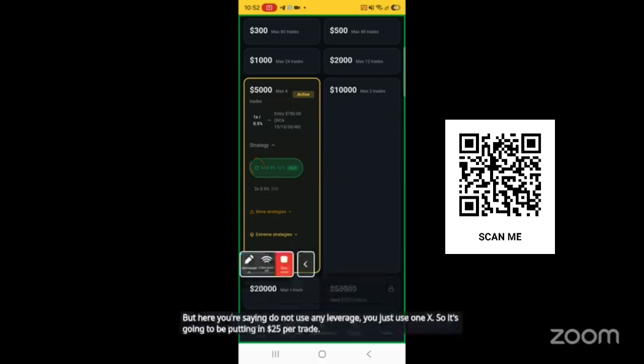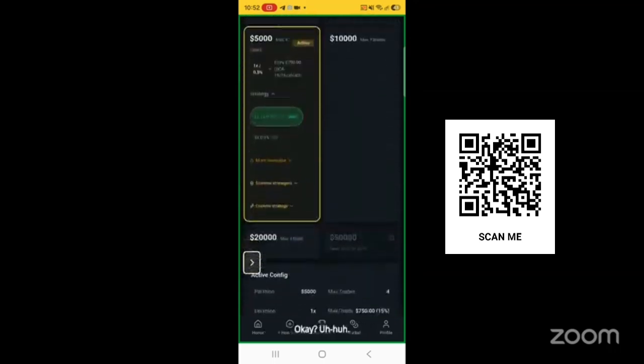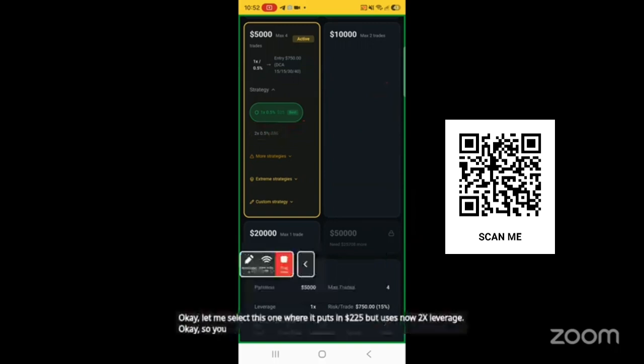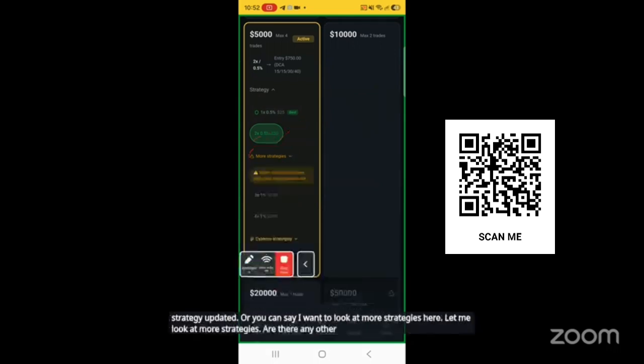Actually, if you look down here, I'll show you after. Or you can say, let me select this one, where it puts in $25 but now uses 2x leverage. So you can select this one, and it's going to show you strategy updated. Or you can say, I want to look at more strategies. Are there any other strategies that will favor me?